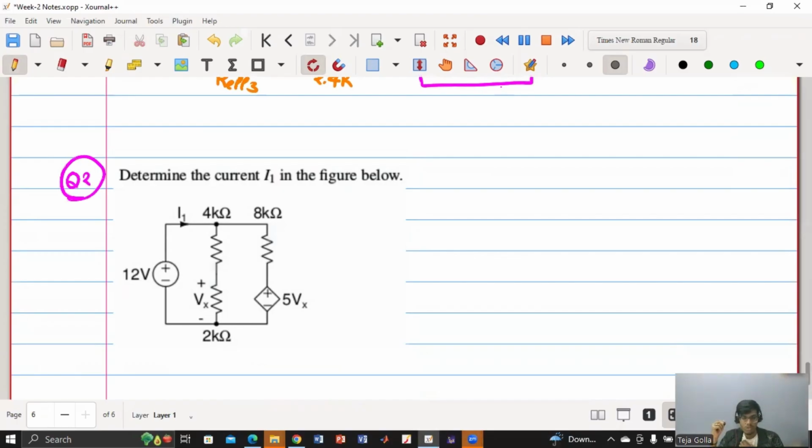So how to solve this? First of all, KVL and KCL are still applicable, right? First you have to calculate what is Vx. Can you tell me what is Vx? Anyone? How to calculate Vx?